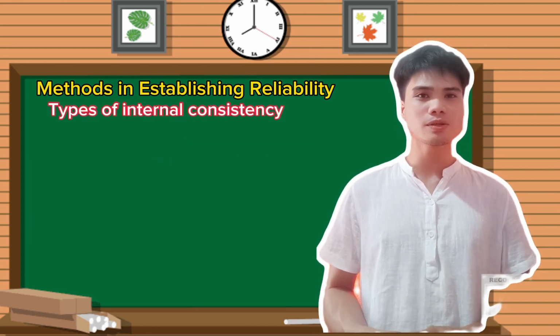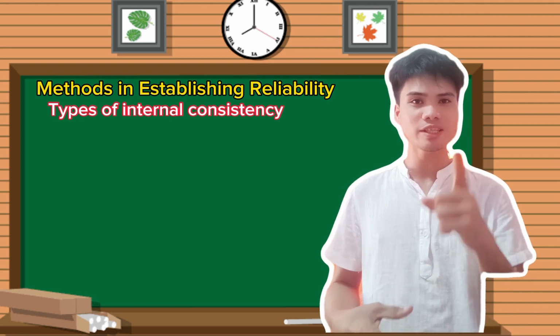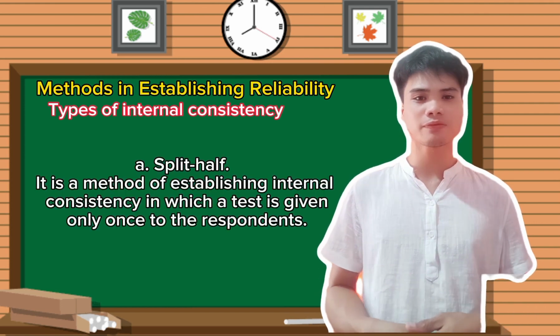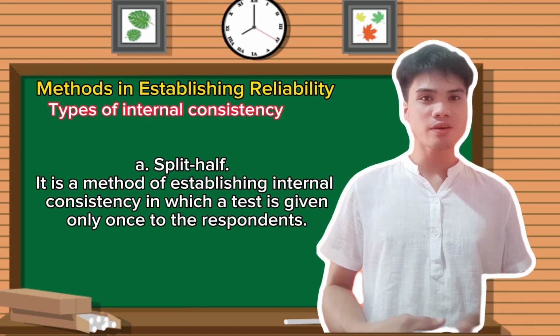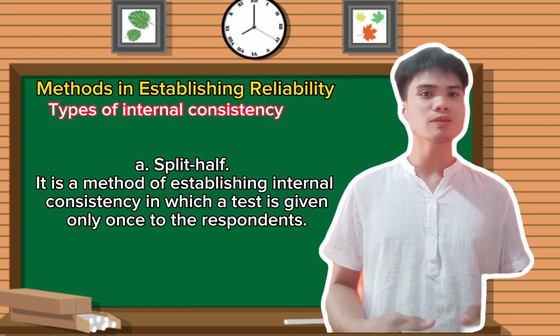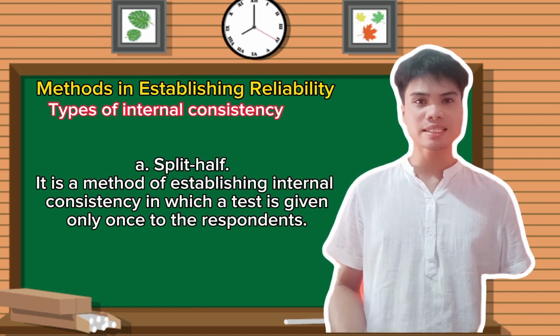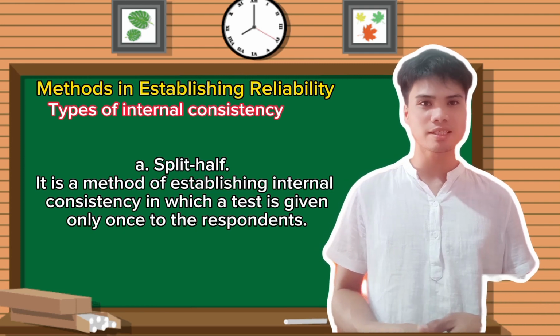So, there are also types of internal consistency. The first one is the split half. It is a method of establishing internal consistency in which a test is given only once to the respondents.